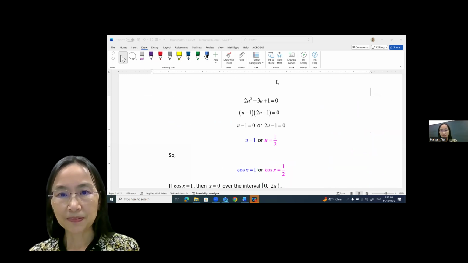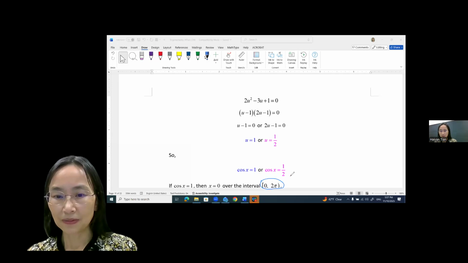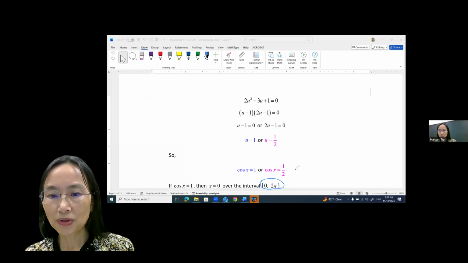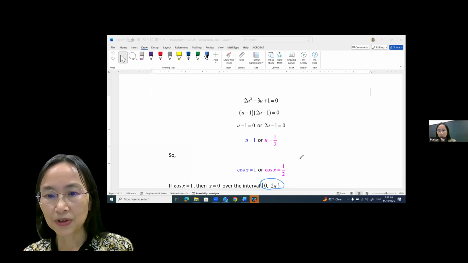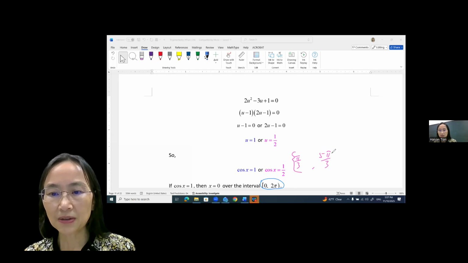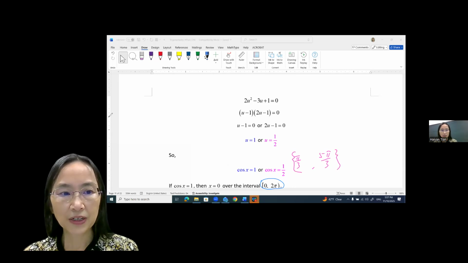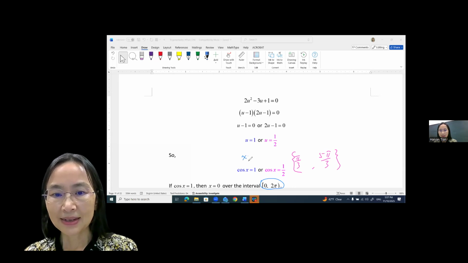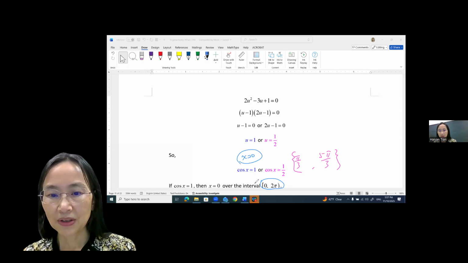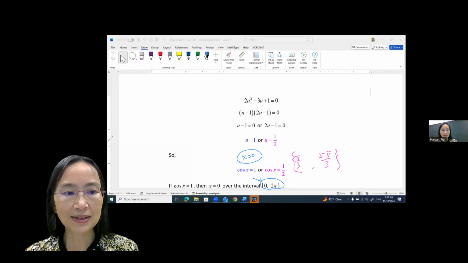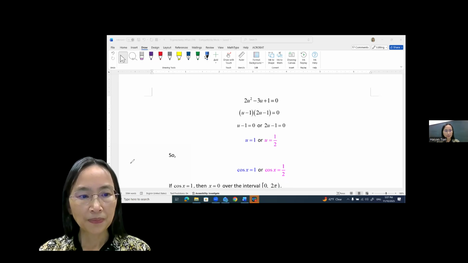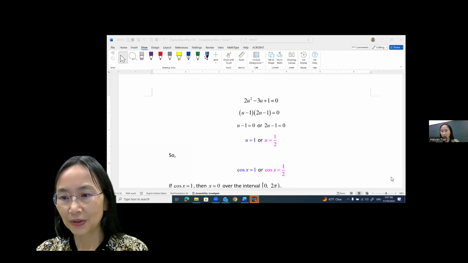for the second equation. So right now, we only consider the interval from 0 to 2 pi, and found 2 solutions for the second equation, which are pi over 3 and 5 pi over 3. And for the first equation, we have found x equals 0. That is a solution in that interval. So let's summarize our solution set for the equation.